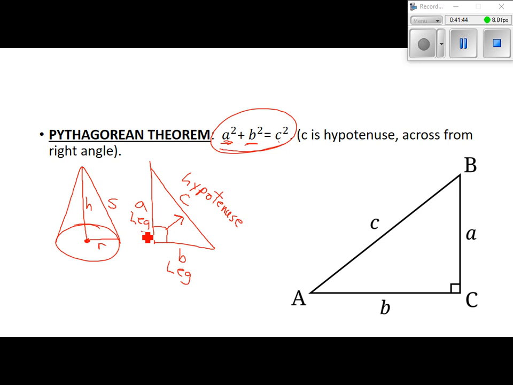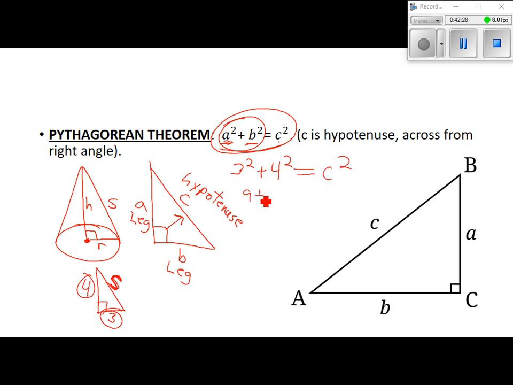So if we're missing one of these three things, then we can find it from the other two. Let's say the height of the cone was 4, the radius was 3, and we're looking for the slant height, S, so we can plug into the formulas. We plug into this formula: 3 squared plus 4 squared equals C squared. It doesn't matter which order the legs go in, since they're both legs.